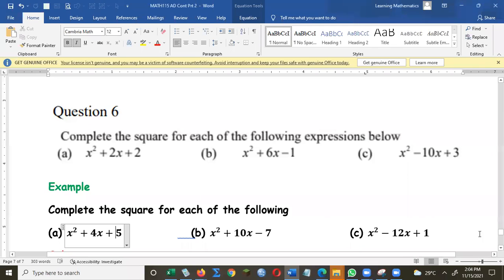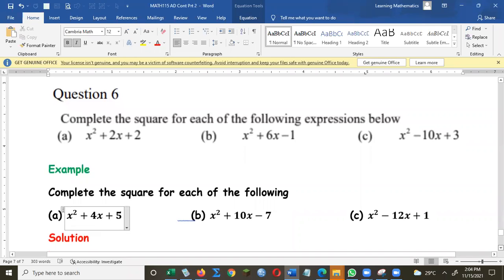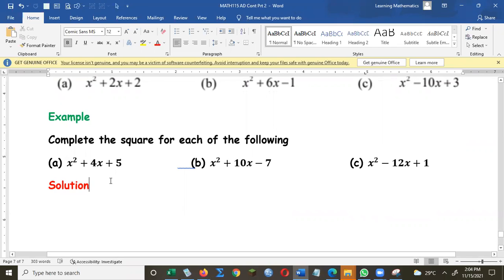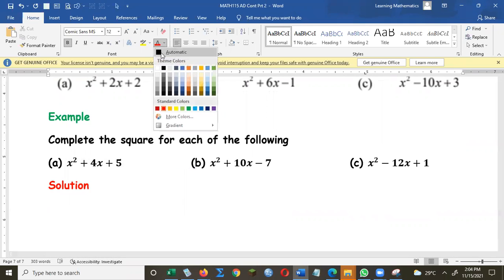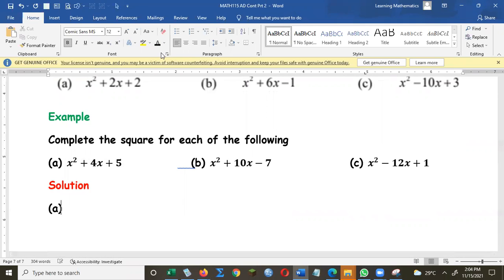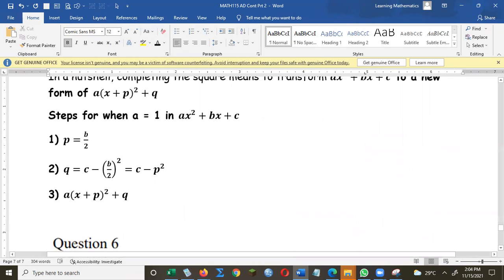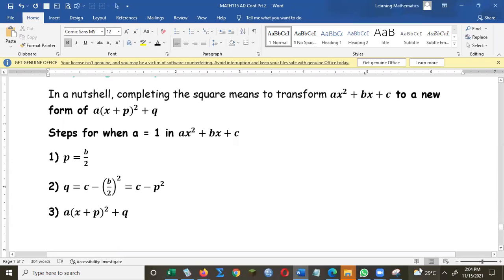Right, so let us do an example, number 6A. So, solution A. We're going to complete the square of x squared plus 4x plus 5. Let's bring to mind the steps.